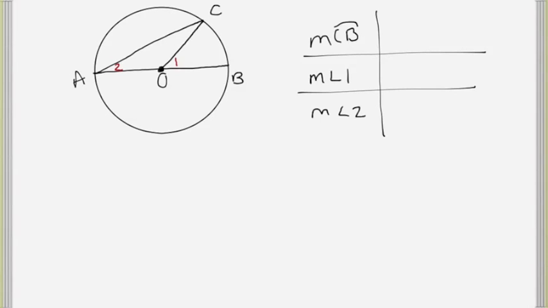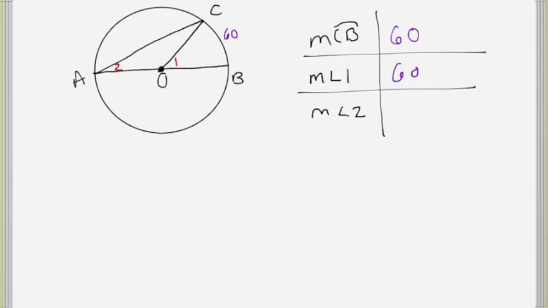Let's say, for example, you were given arc CB is 60. How big would angle 1 be? 60, because it's the central angle. Now, angle 2 is not a central angle. It is a special angle, but we haven't defined it yet. We will get to that later in this chapter. So we need to find how we can figure out what that is.